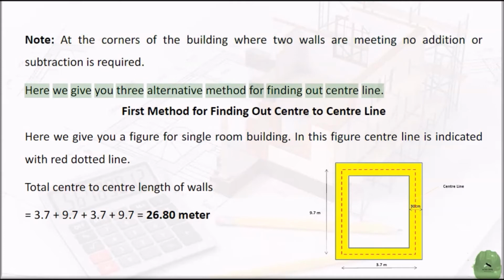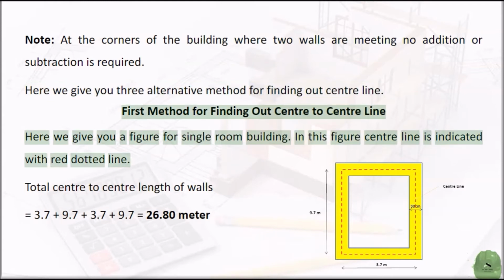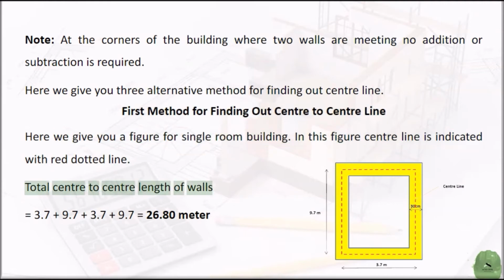Here we give you three alternative methods for finding out center line. First method for finding out center to center line. Here we give you a figure for single room building. In this figure, center line is indicated with red dotted line. Total center to center length of walls equals 3.7 plus 9.7 plus 3.7 plus 9.7 equals 26.80 meter.